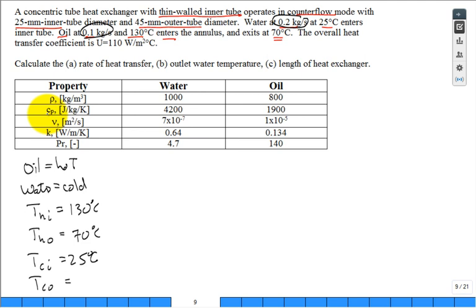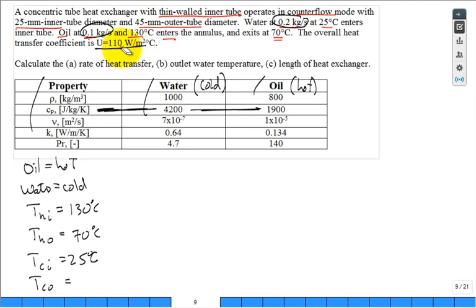And we look down here and they give us a bunch of properties for water and oil. And you're probably thinking, I need to get that specific heat. You're right. So they give us the specific heat of the water, which was the cold, and the oil, which is the hot. Okay. The overall heat transfer coefficient, U, is given. Oh, that's kind of nice. Makes it easier. I don't have to go in from first principles and calculate U.